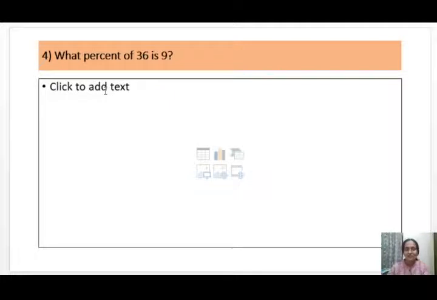Now the question is slightly different. We have to find out what percent of 36 is 9. We don't know the percent. Let the percent be x%. Now translate the word statement to equation.